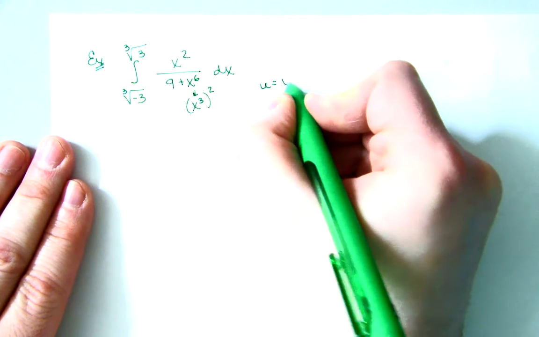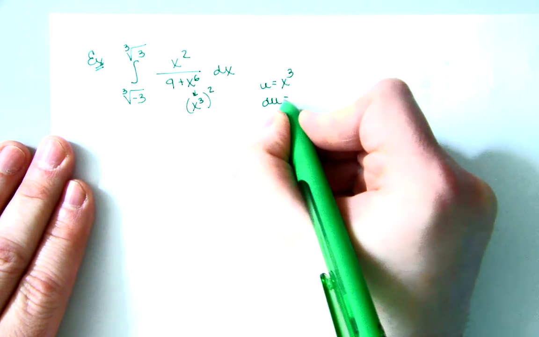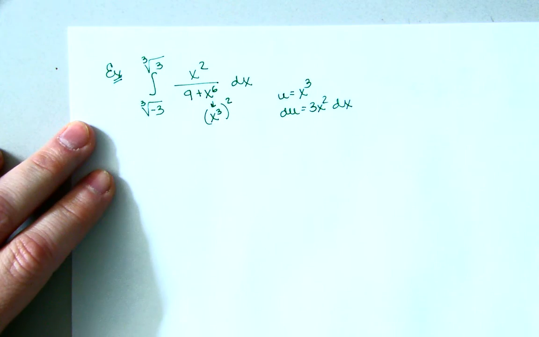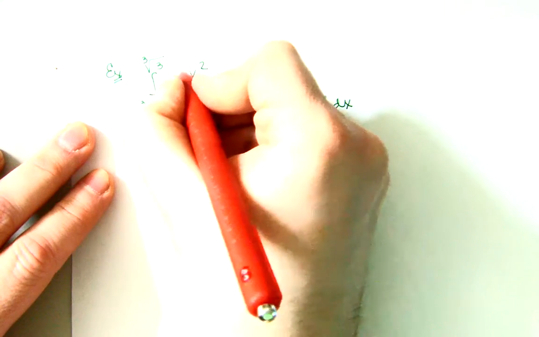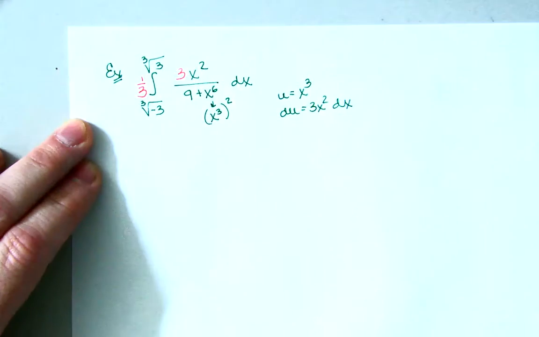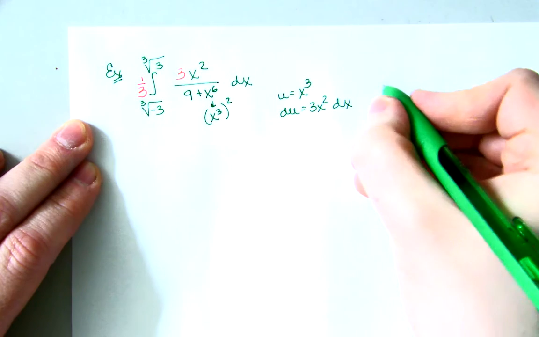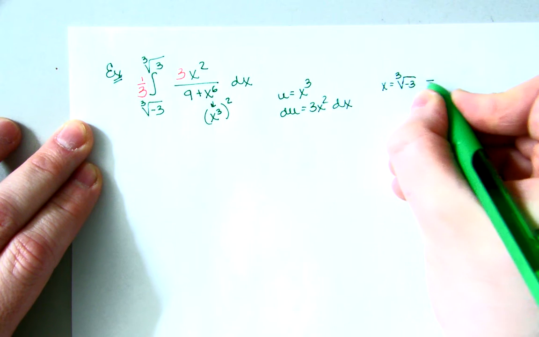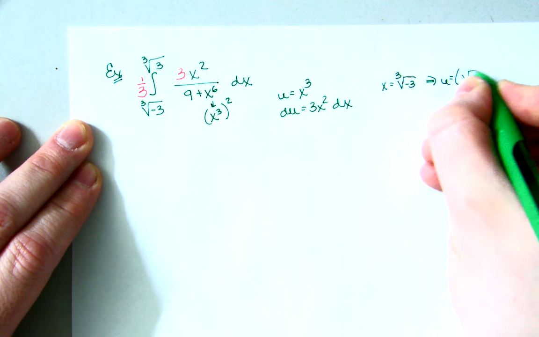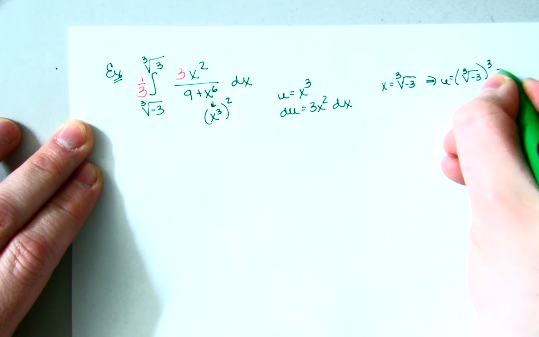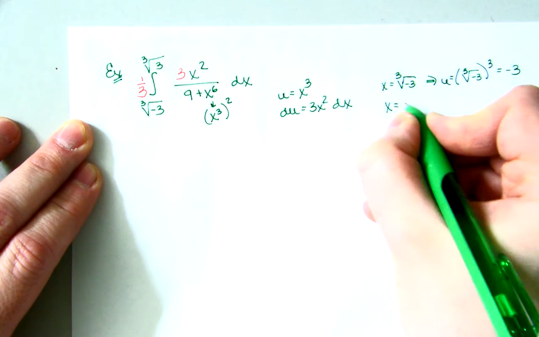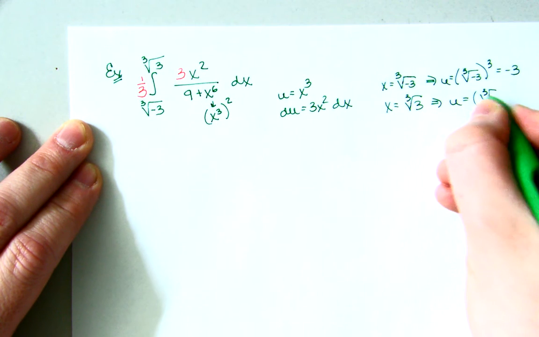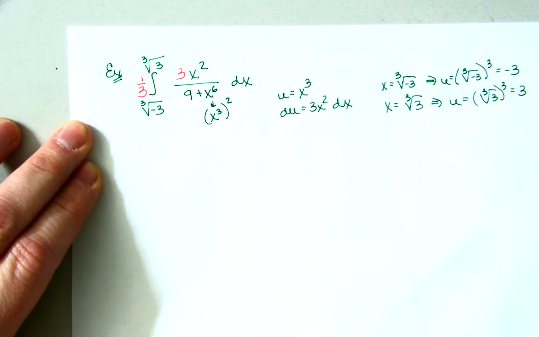I need to say that u equals x to the 3rd, and its derivative is 3x squared dx. To make that work, I'm going to stick a 3 inside my integral and a 1/3 outside my integral, and I need to change my limits of integration as well. X equals the cube root of negative 3 becomes u equals the cube root of negative 3 cubed, which is just negative 3. X equals the cube root of 3 becomes u equals the cube root of 3 cubed, which is 3.